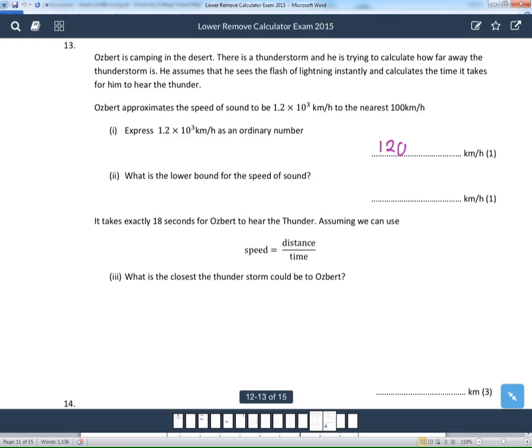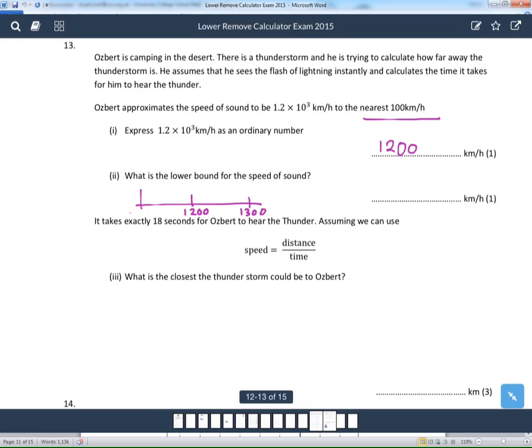Okay, next question. This was a difficult question. The question asks you to express 1.2 times 10 to the 3 as a normal ordinary number. That's 1,200. What is the lower bound for this? Well, we're told that speed of sound was rounded to the nearest 100 kilometers. So if we go up in hundreds of kilometers, 1,200 is what we're told was the speed.